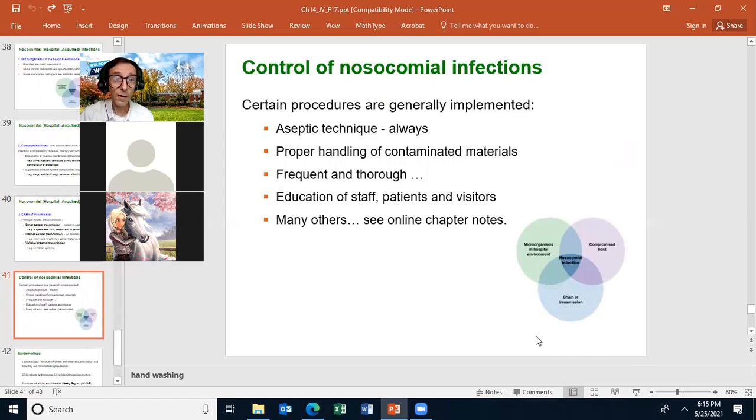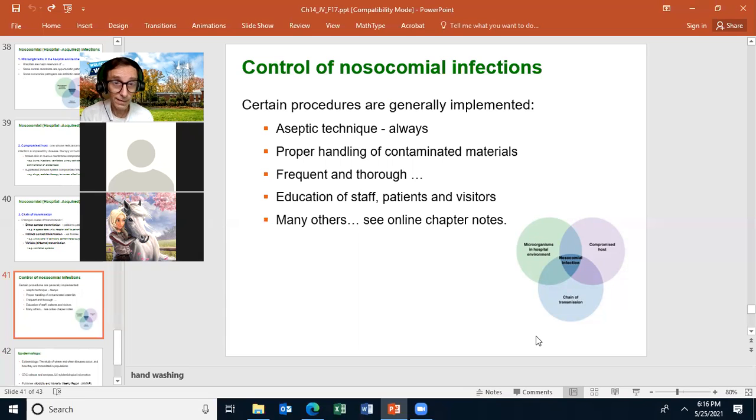All right, there are procedures to control nosocomial infections, and if you work in a healthcare facility, you should learn these procedures. So certain procedures are generally implemented to prevent nosocomial infections. First, always use the aseptic technique. Always, when you're in the hospital. You've learned it in microbiology. When you start work, use it. Use proper handling of contaminated materials so that you don't spread a nosocomial infection.